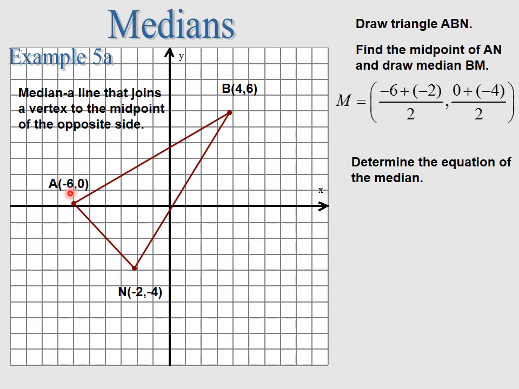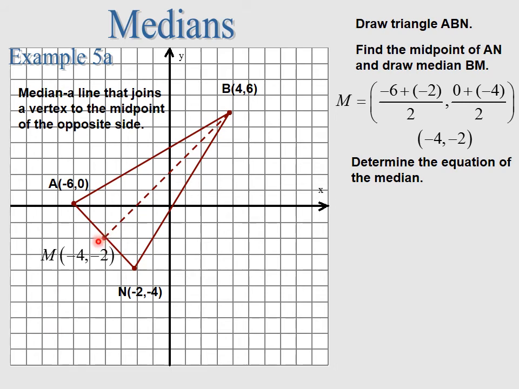Okay, so let's go ahead and find the midpoint of AN. We want to add our x's and divide by 2, and add our y's and divide by 2. So we've done that here, and we get negative 4 comma negative 2. If we go and find negative 4, negative 2, our midpoint is right here, and that looks about right on our diagram. So our midpoint is negative 4 comma negative 2. We put a dot there.